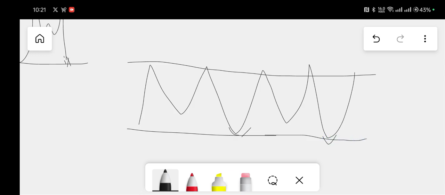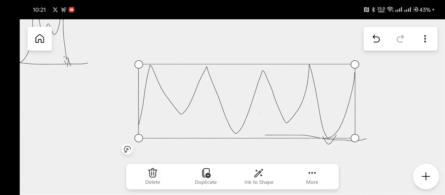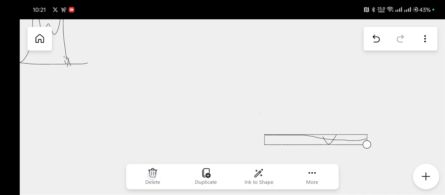Now, the definition of a trend line is that it is a straight line. You don't need to force a trend line. You don't need to force it at all. I hope we get that clear. So, moving on.